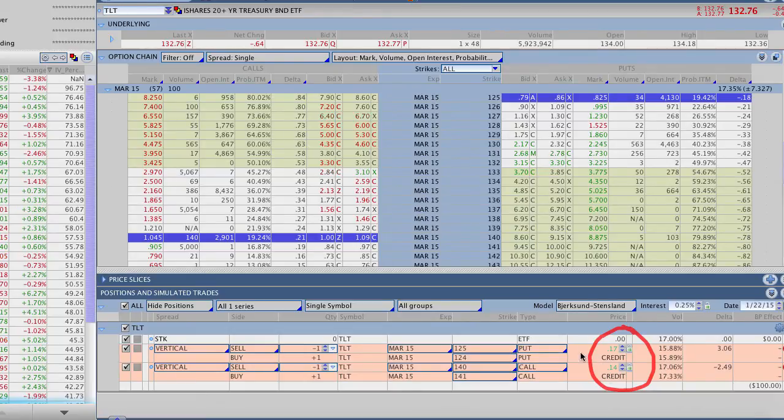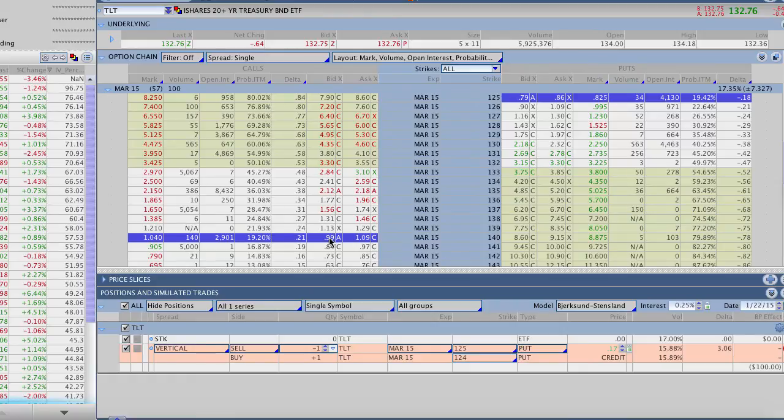Basically gives us about a $31 credit on the overall trade if we filled at those exact prices. Again, we're just doing two separate orders here, two separate verticals, legging into the put side and then separately legging into the call side.